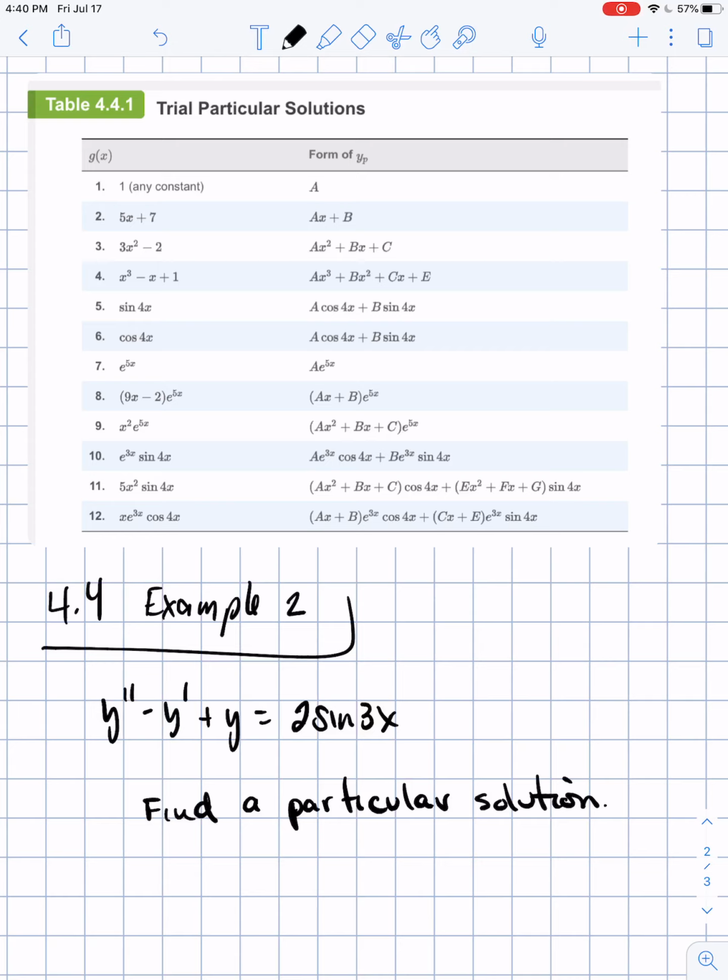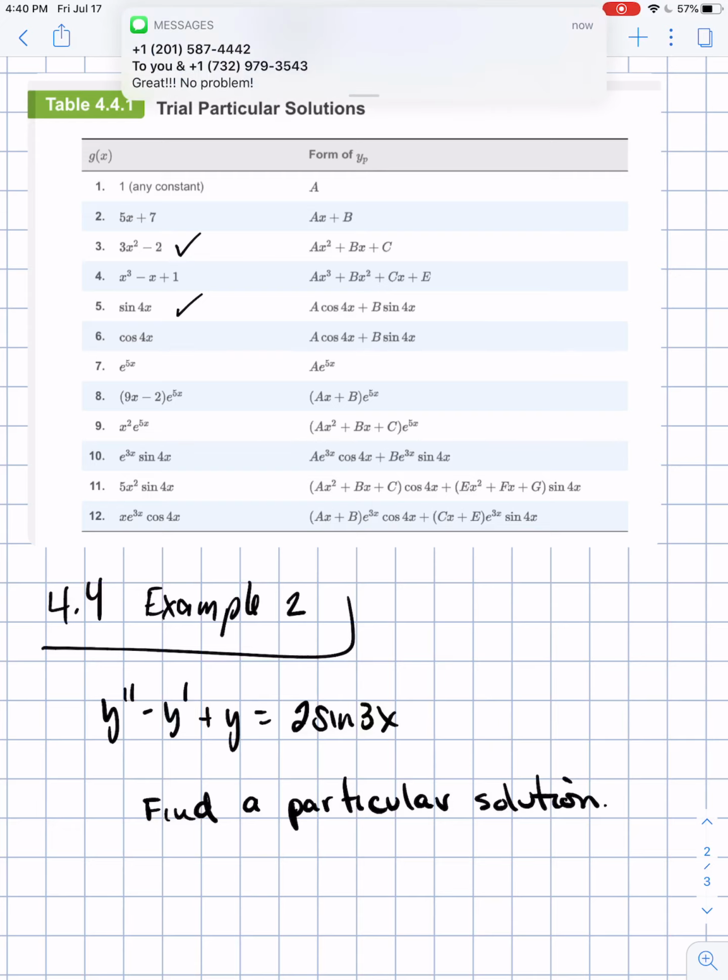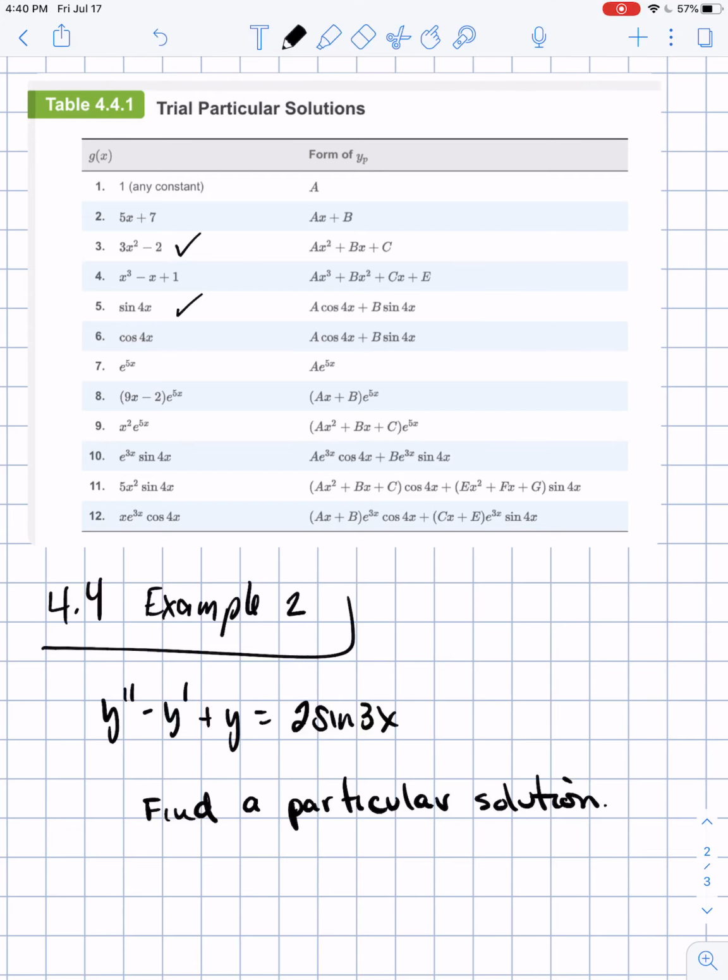In 4.4, number one, you probably want to know this chart. The chart is very helpful if you see certain things. I did one that was quadratic in the first example, and right now I'm going to do one that looks like a sine of something.